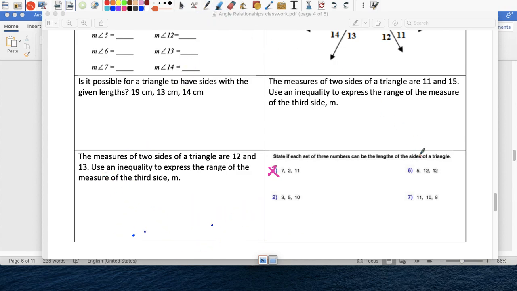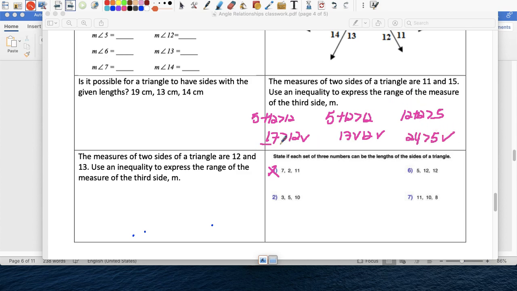Second one, it says 5, 12, and 12. So 5 plus 12, is it greater than 12? And then we're going to do 12 plus 12, which is greater than 5. And then we have another one, which is 5 plus 12 greater than 12. They're the same, that's okay. So we get 17 is greater than 12, check. 17 is greater than 12, check. And then here we have 12 plus 12, 24 greater than 5, check. So it passed all three inequalities. Any two sides of the triangle must be greater than the third. So does that make a triangle? Yes.